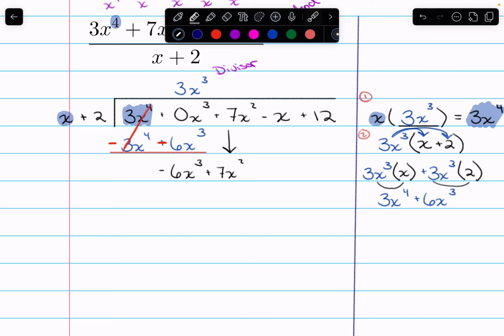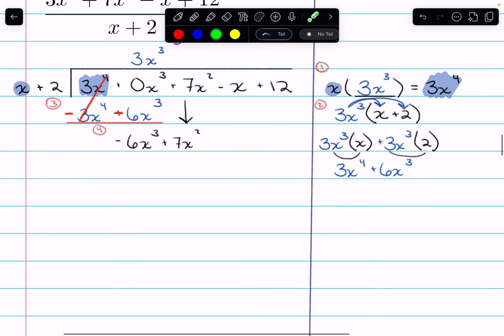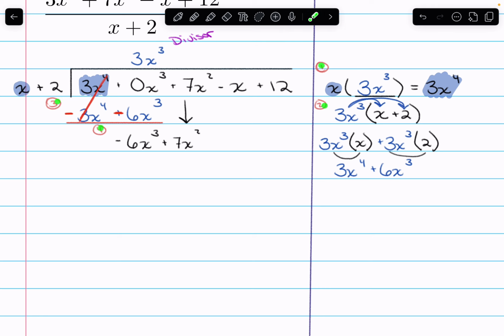Okay. So we took the answer to step 2 and we placed it underneath our dividend. And we changed the signs. We're going to make all of that our step 3. Then step 4 is to simplify and pull down your next term. Now all we're going to do is repeat 1, 2, 3, and 4, repeat those steps for our remaining pieces of our dividend. Once we run out of things to pull down, we're done.